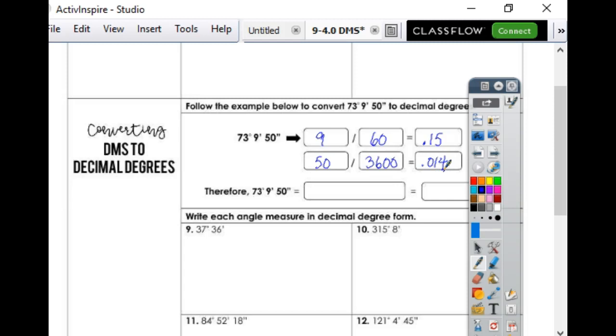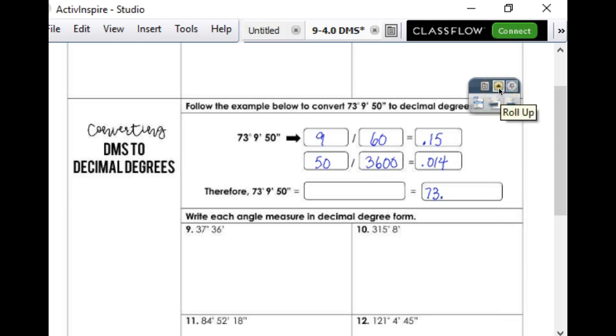To get the answer, I have the degrees right here. So I'm going to write 73 point, and then I add these two together. We add, and I end up with 0.164, and that's your degrees.